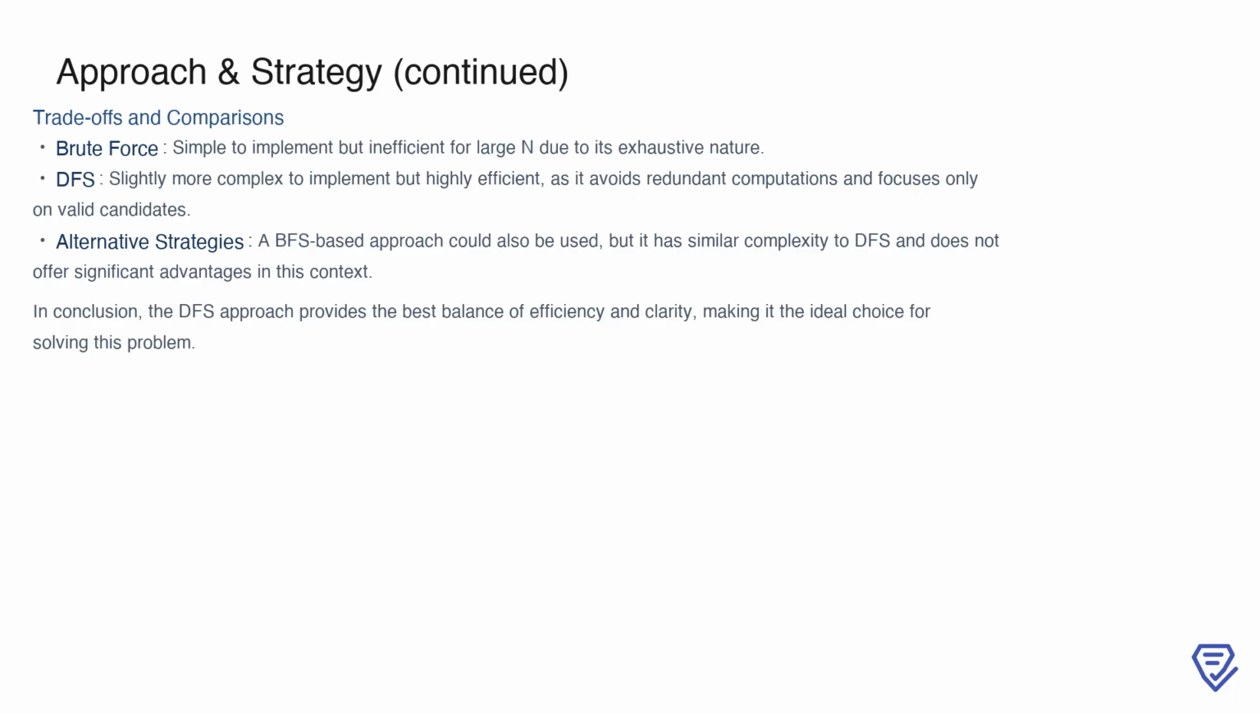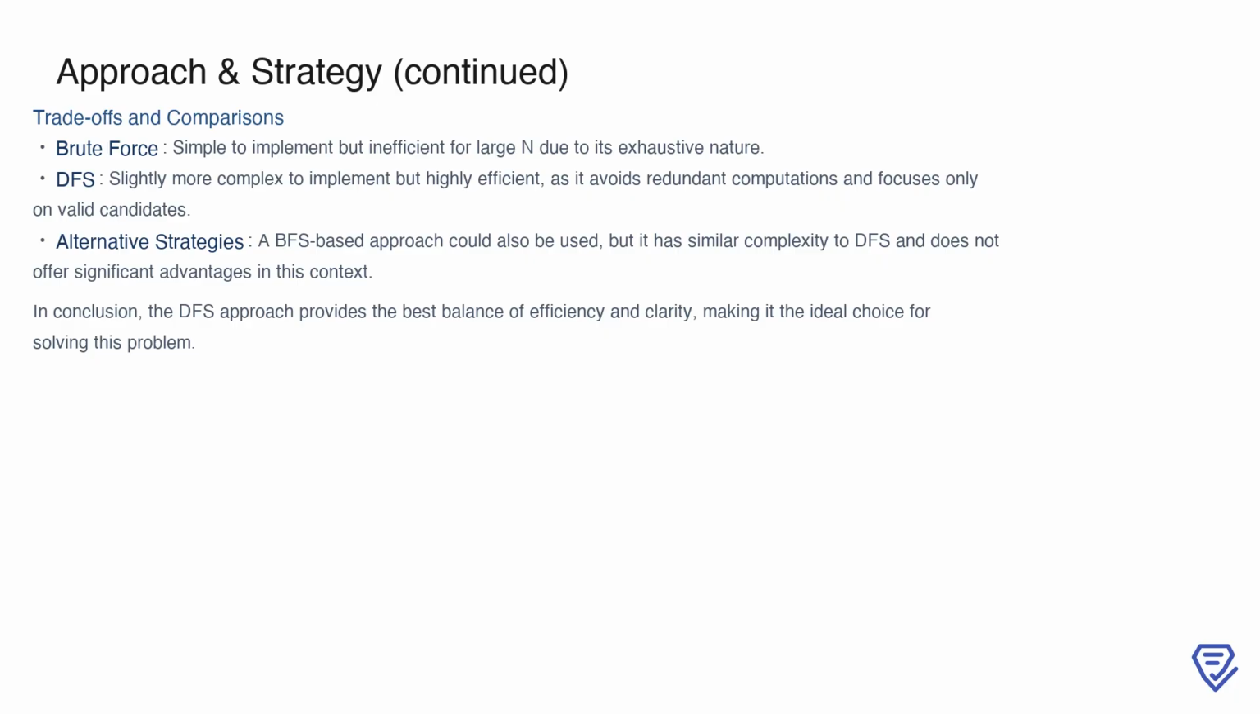The brute force approach is simple to implement, making it easy to understand and apply. However, it's not efficient for large values of n due to its exhaustive nature, as it involves iterating through all numbers and performing repeated checks. On the other hand, the DFS approach is slightly more complex to implement but offers significant efficiency gains. It avoids redundant computations, focuses only on valid candidates, and prunes invalid paths early in the process.